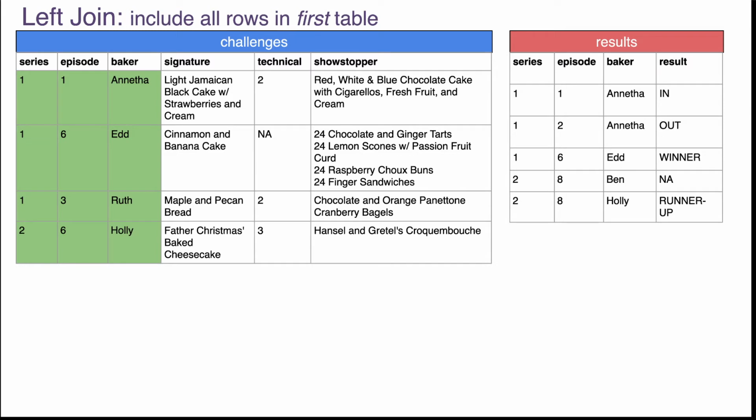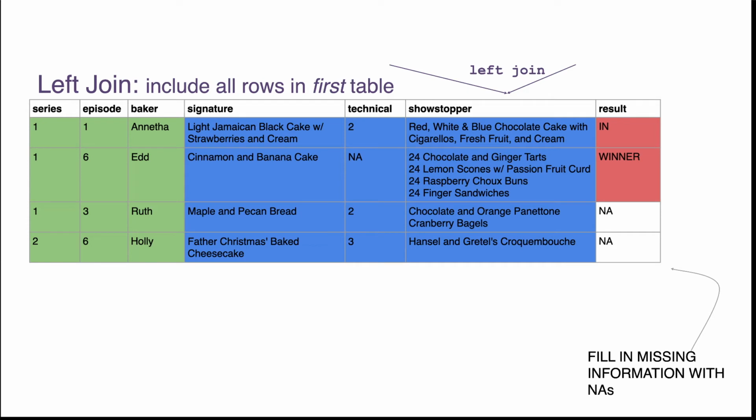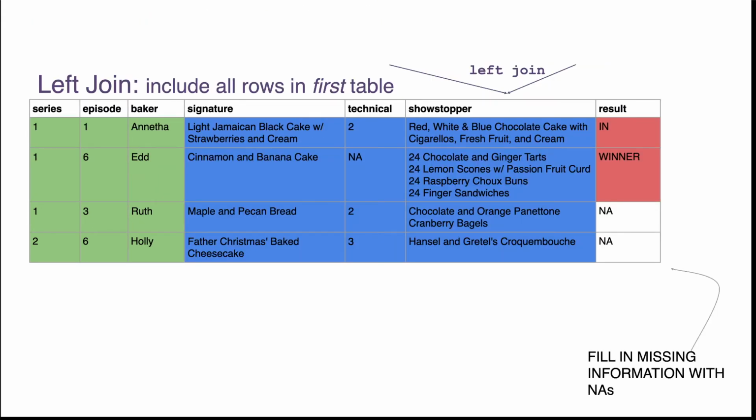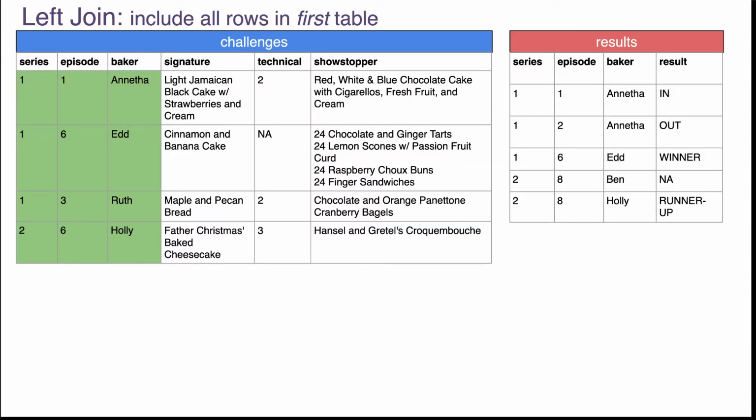Well, we could do something different. We could join everything in table number 2, in the results, that we had information about in table 1. Okay, this is called a left join, where we take the first table and we join things in this table onto it. Okay? So a left join includes all the rows in the first table. Everything that's in that first table is here in the left join. But there is missing information on the right table. The right table didn't include any information about Ruth and Holly. Their entries are not here at all.